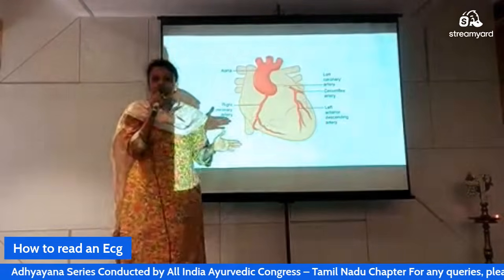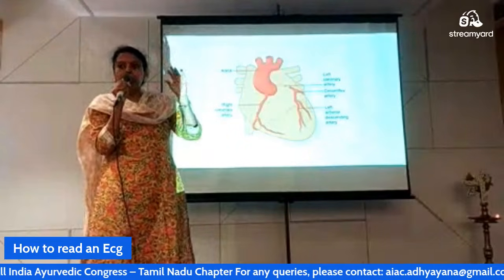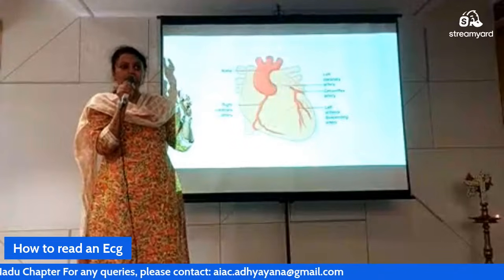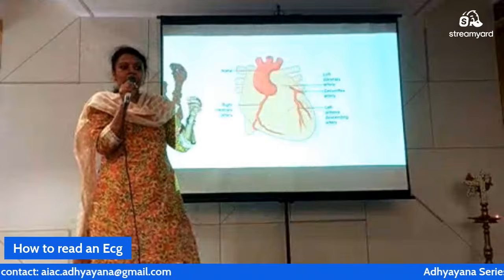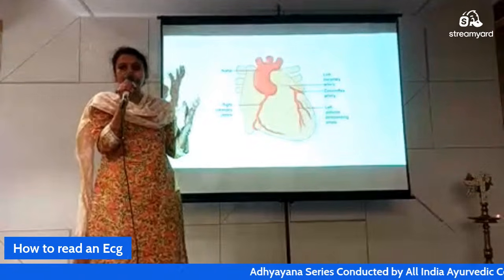What is a myocardial infarction? The coronary artery gets affected, blocked by a thrombus or a blood clot. So the rest of the heart is not getting the oxygenated blood. So what happens? Heart cells start dying, all cells get ischemic. That is called myocardial infarction.